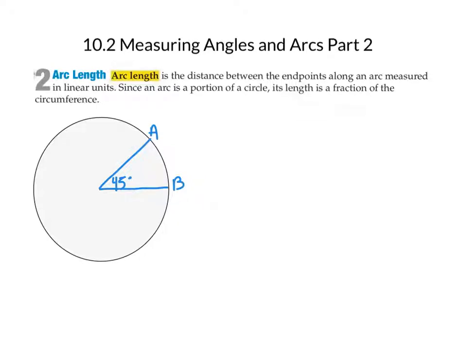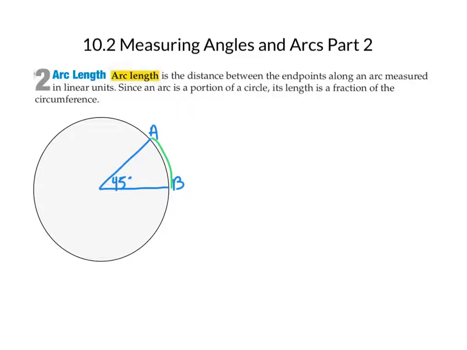But 45 is not really the length of the arc. If I were to take a piece of string and connect the string from A to B, the string would not be 45 degrees long. How long would the string be? That's what we're going to be talking about today. This video is focused on arc length, the actual length of the arc, how long it is. So it's not going to be 45 degrees, it's going to be something else.